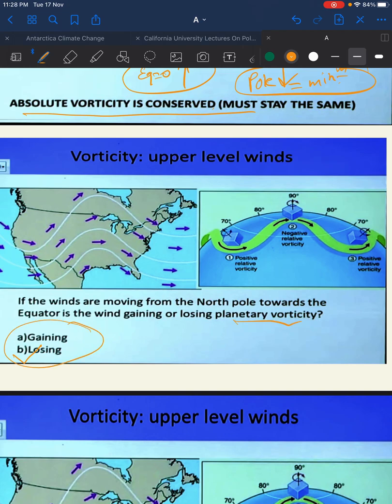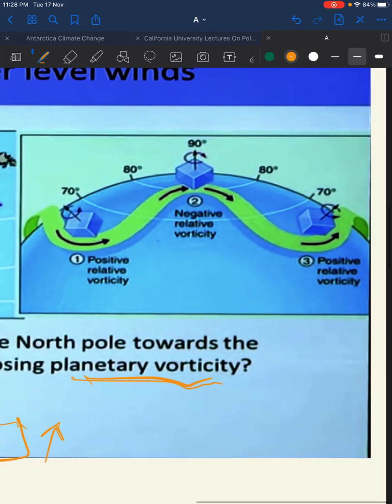We have this type of question in CSIR. Please note it down. We have this type of questions. If there is a decrease in planetary vorticity, that means at the equator there is a gain in relative vorticity. Relative vorticity will increase, right? Now let's see what a positive relative vorticity is, what a negative relative vorticity is.